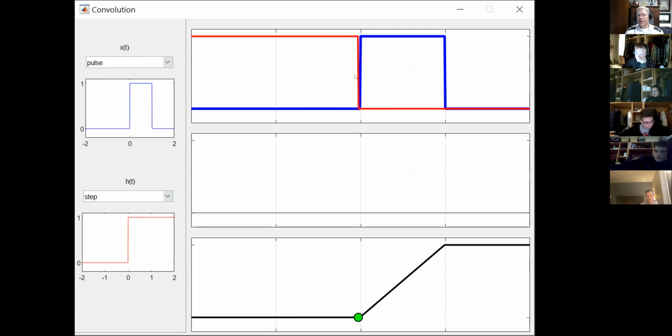Although the pulse and the step both start to go up at 0, realize that if they didn't go up at 0, then perhaps our y would not go up at 0 either. That would be shifted as well. So these are things; let's do it when they're both steps.